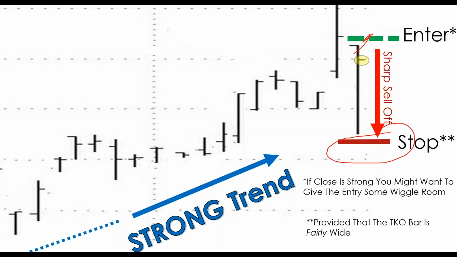Now, I'm not going to go into a lot of details on the lack of entries, but one thing to know, a lot of times these setups never trigger because that sell-off is the beginning of something much bigger. And that's the beauty of it.